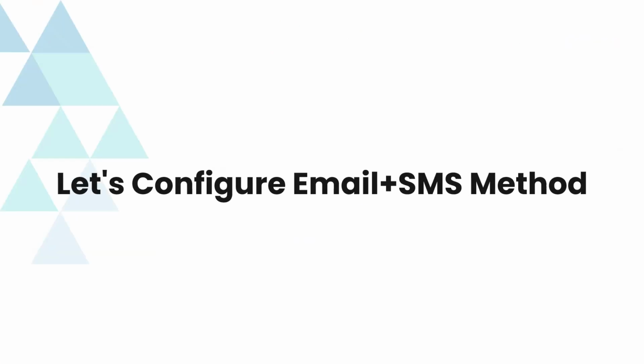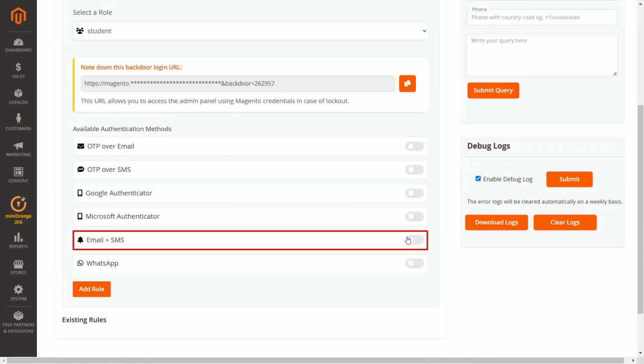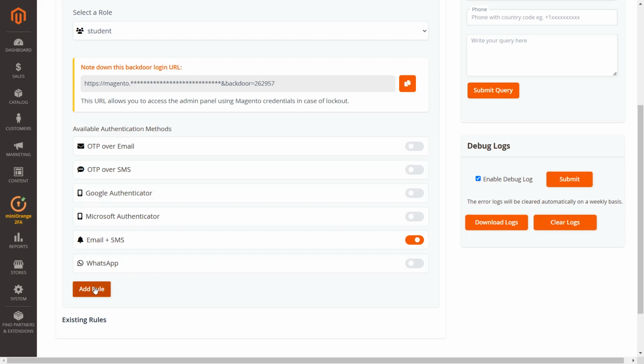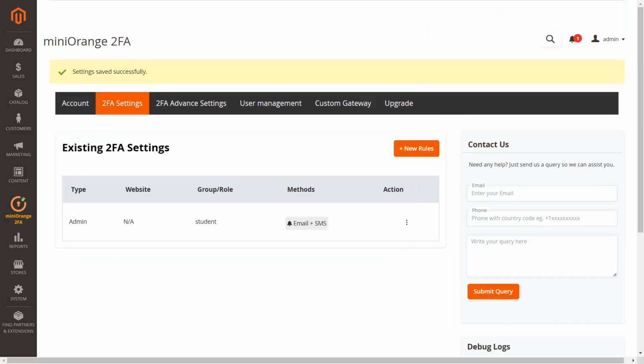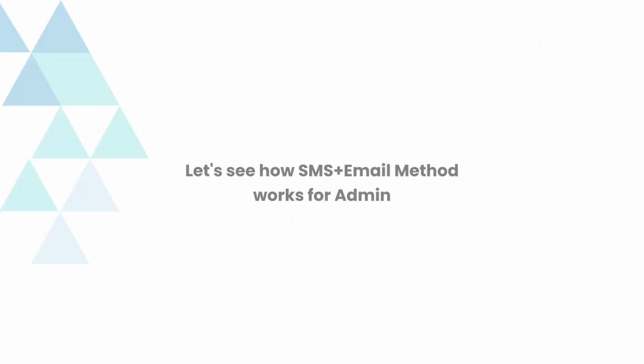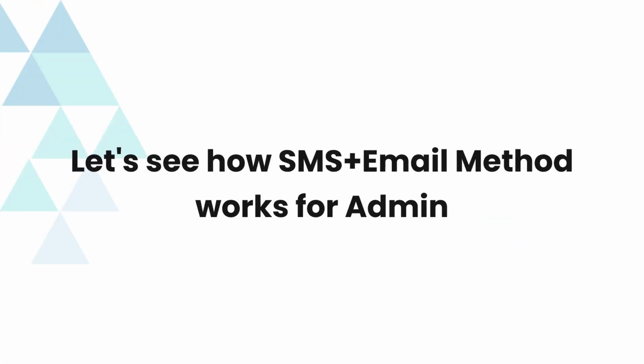Let's configure Email plus SMS method. Enable the Email plus SMS method under the 2FA Settings tab. And then click on the Add Rule button. You have successfully configured Email plus SMS method. Let's see how SMS plus email method works for admin.